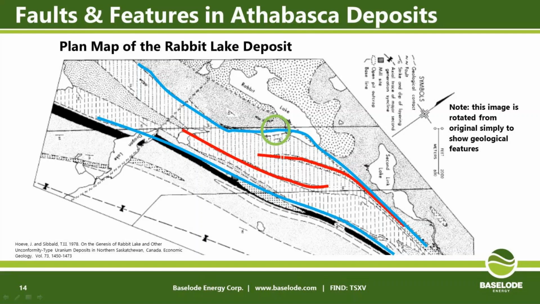Lo and behold, the Rabbit Lake deposit is here in the green circle. Rabbit Lake was formed in an area with lithological lozenges. The mineralized structures followed the upper lithological contact along the blue line, which is a fault zone.